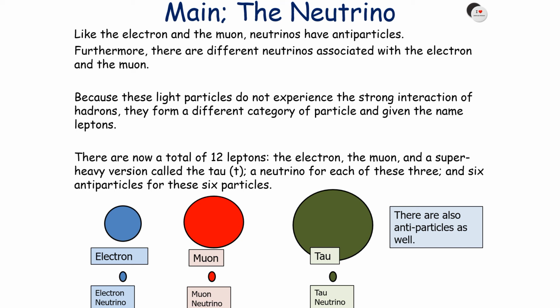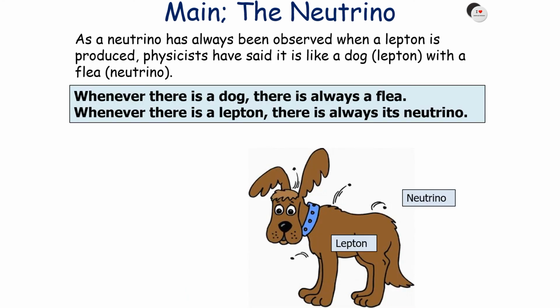So we now know that there are 12 leptons: the electron, the tau and the muon, and the neutrino for each one of these, and their equivalent antiparticles. As a neutrino has always been observed to be produced when a lepton is produced, physicists have said it's like a dog with a flea. Whenever there's a dog, there's always a flea. Whenever you produce a lepton, there is always a neutrino.